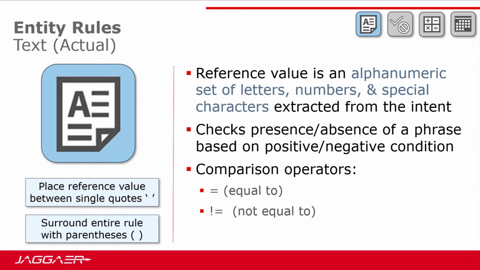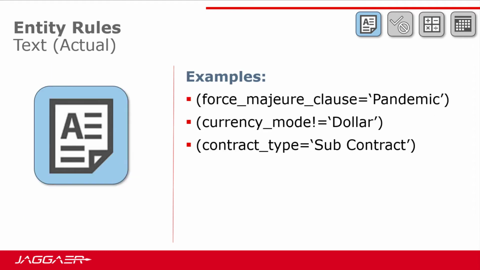And this is true for all of our rule types. Here are some examples of entity rules written for text actual. Maybe the force majeure clause does include the word pandemic, or if the currency mode does not equal dollar. And we'll see more of exactly how to write these when we're in the solution in a couple of moments. Just notice the entire entity rule is placed between parentheses.